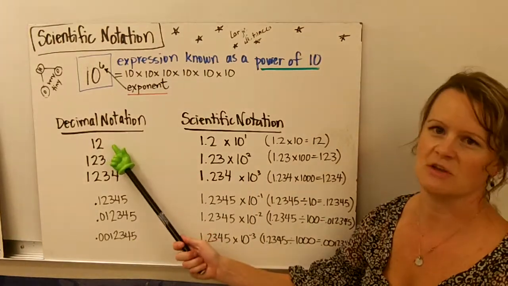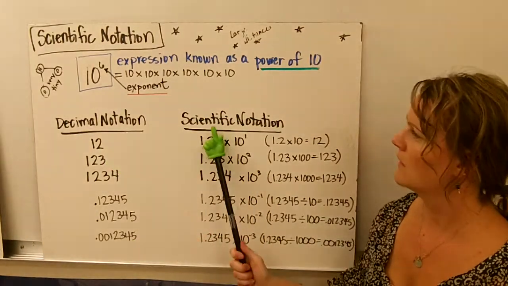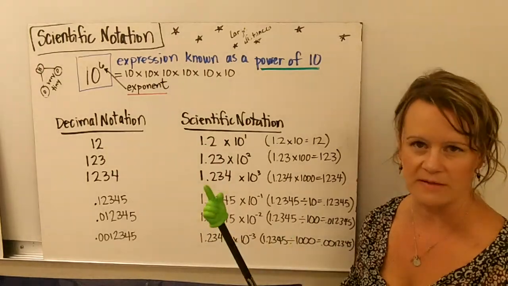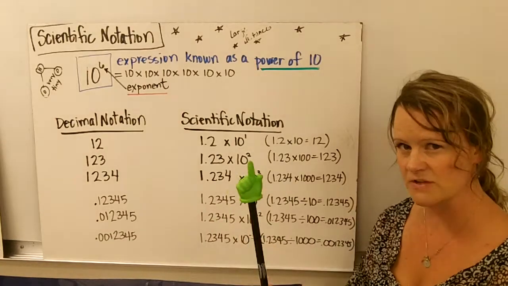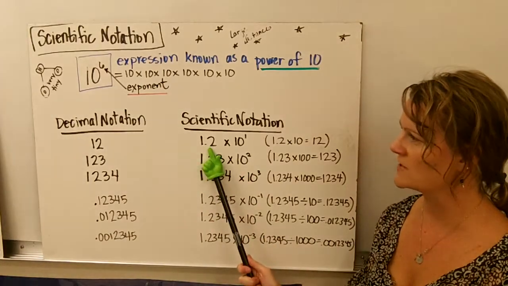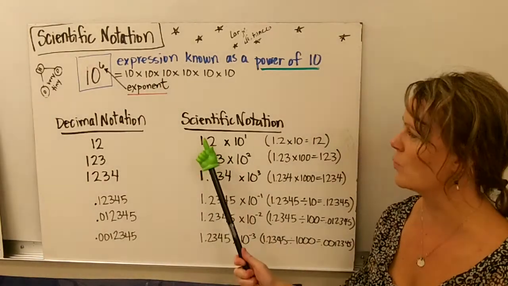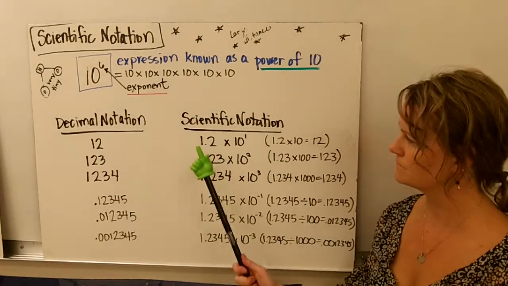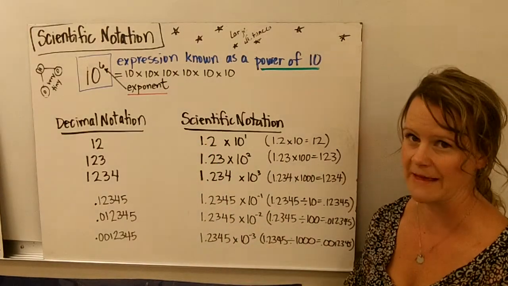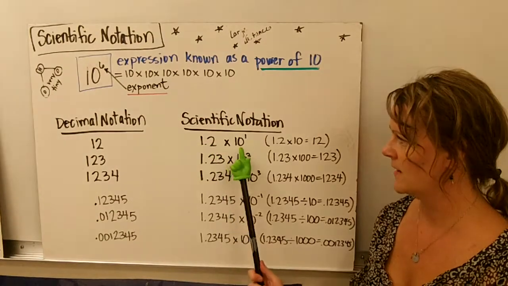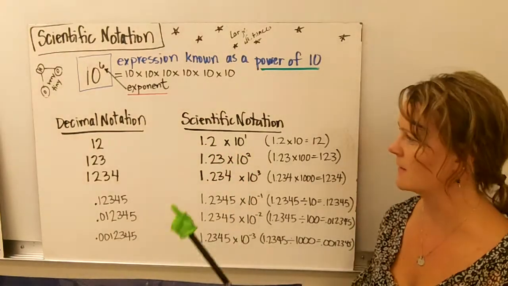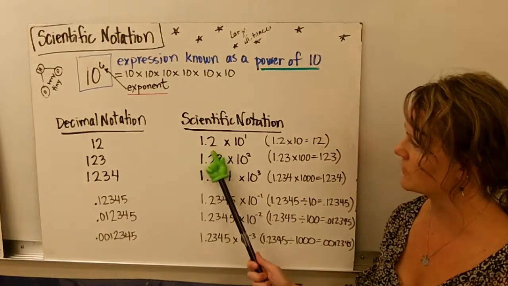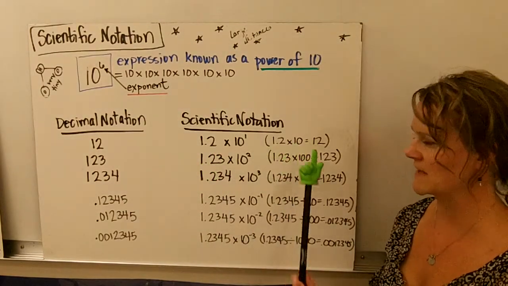So in decimal notation, let's just take the number 12. You could write that simple decimal notation as just 12. But if we wanted to write 12 in scientific notation, we could write 1.2. So we always have one number to the left, I should say, of the decimal point, times the number of times we need to multiply by 10 to get that number. So in this case, we just need to multiply by 10 one time to get 12.